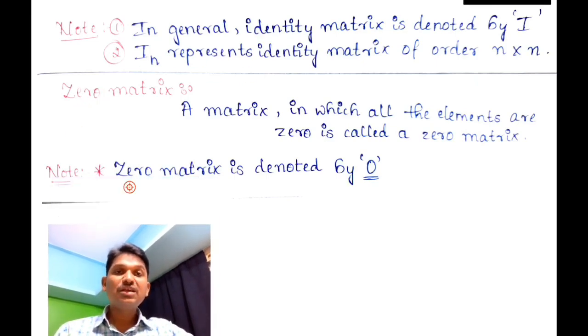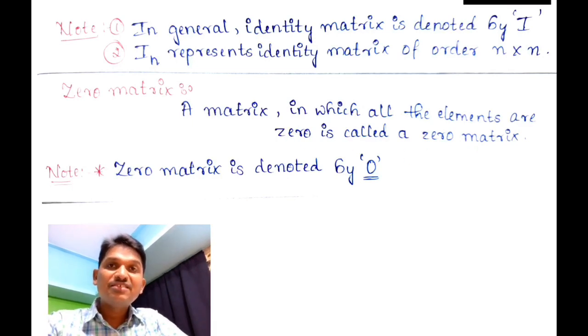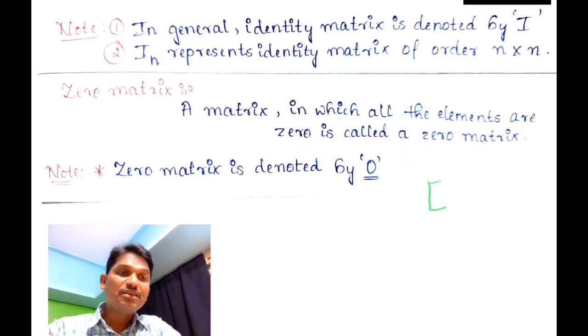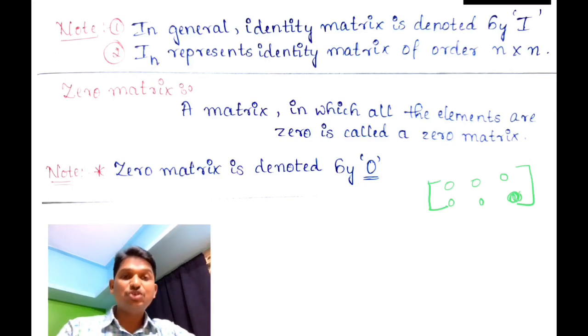See last one, zero matrix. Simple definition: a matrix in which all the elements are 0 is called a zero matrix. Here a matrix, not compulsory it is a square matrix. A matrix in which all the elements are 0 is called a zero matrix. For example, I can give one example like this: 0, 0, 0. This is an example for zero matrix.